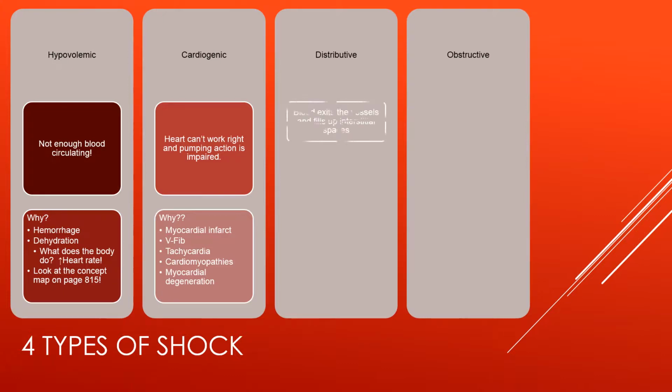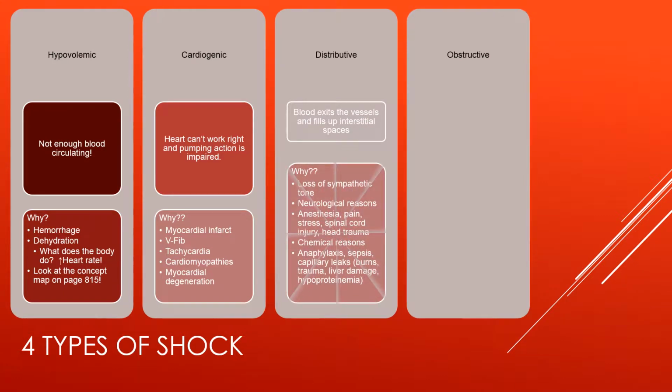In distributive, blood exits the vessels and fills up interstitial spaces. Why? Is it due to loss of sympathetic tone, such as neurological reasons, or anesthesia, pain, stress, spinal cord injury, head trauma, chemical reasons? Is it anaphylaxis, sepsis, capillary leaks?